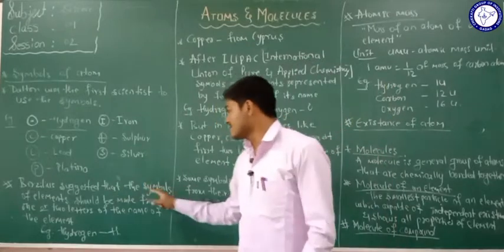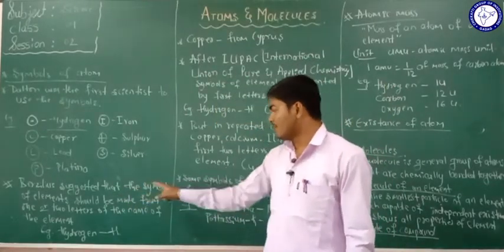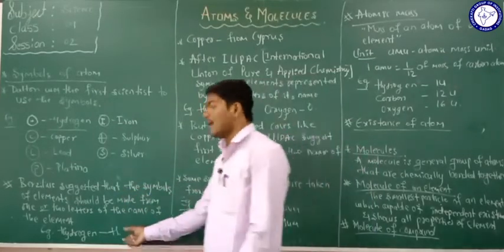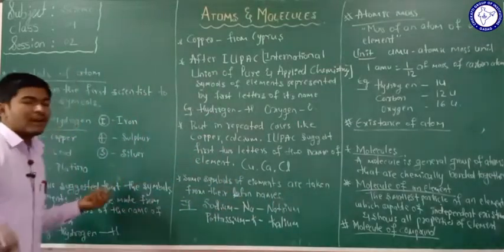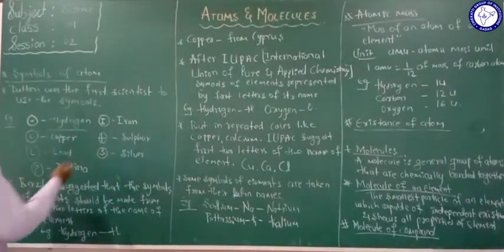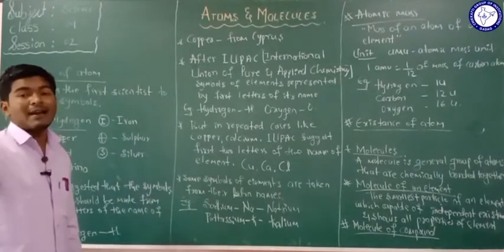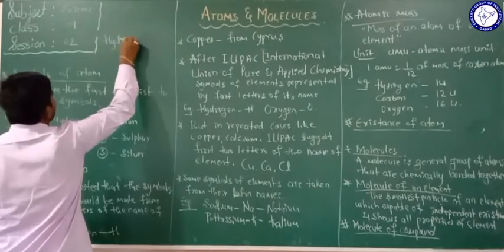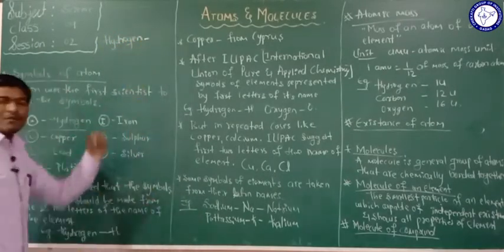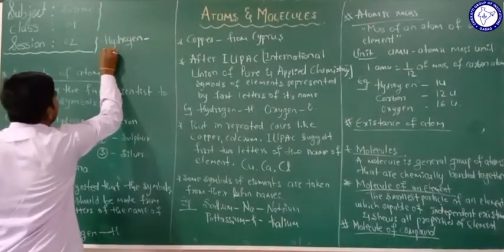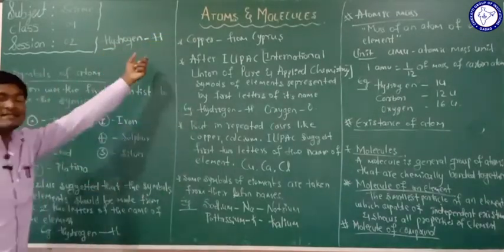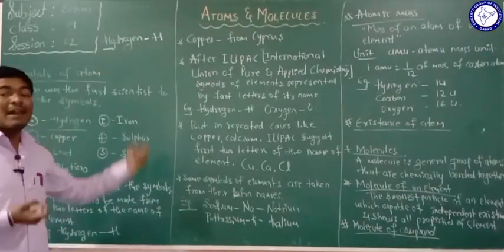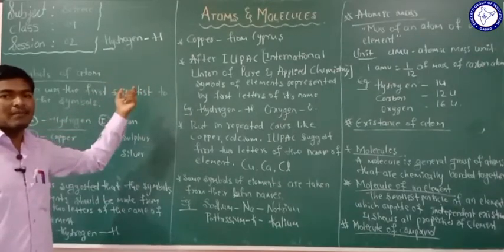Berzelius suggested that the symbols of elements should be made from one or two letters of the name of the element. For example, for hydrogen, according to Berzelius, if we are going to give a symbol to the hydrogen element, he took the first letter and represented the hydrogen atom by the symbol H. Berzelius suggested that in that way we should symbolize the atoms of the elements.